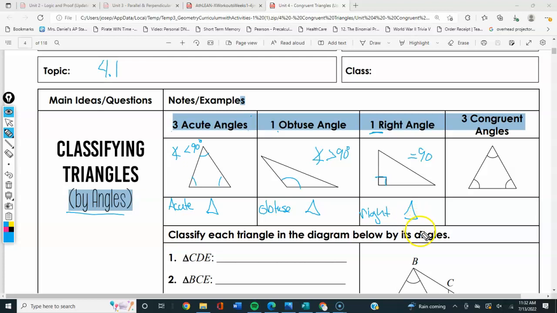Now, we do have a special type of acute triangle where all 3 angles are equal to each other. Not only that, all the angles are going to be equal to 60 degrees because 180 divided by 3, if they're all equal, it's 60. We call that an equiangular triangle because all the angles are equal.